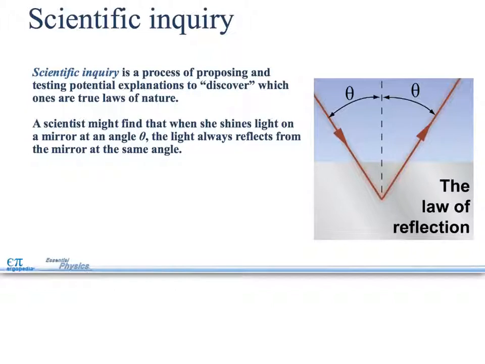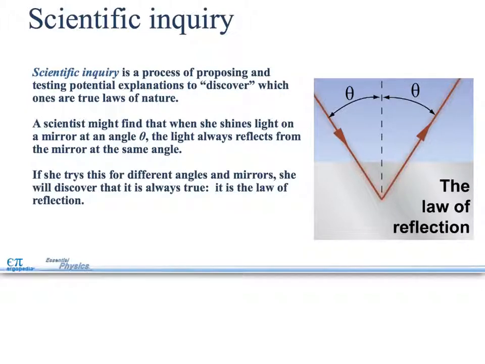A scientist might find that when she shines light on a mirror at an angle, the light always reflects from the mirror at the same angle. If you look over to the side here, they have a mirror and they're shining light off of it, and you've got the same angle bouncing off on either side. This is called the law of reflection. If she tries this for different angles and mirrors, she will discover that it is always true. It is the law of reflection. As long as you're using a flat mirror, this is always going to be the case.